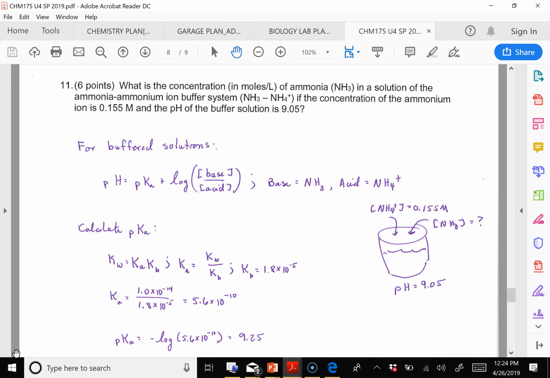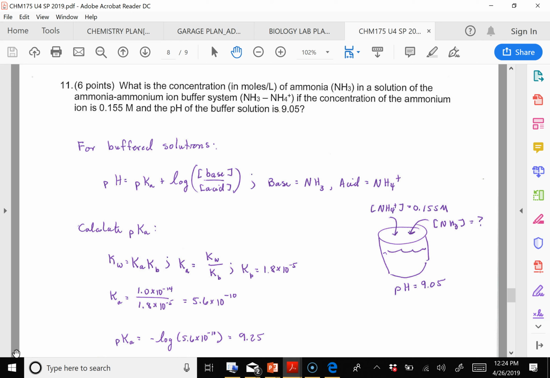So I mentioned we have to massage the pKa out of what we know about the Kb of NH3. So the Kb of NH3 is given. We can get to the Ka of NH4 plus this way by plugging in Kw divided by Kb. And so that's the Ka we've got.